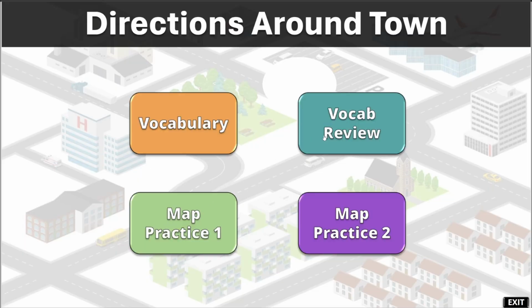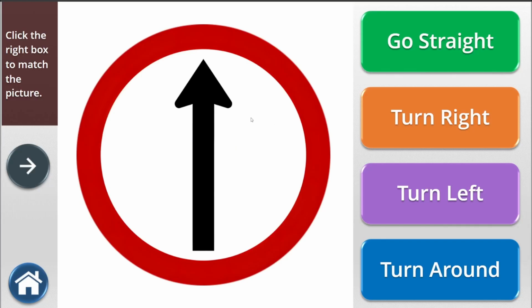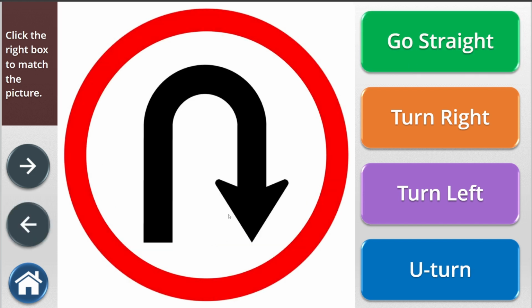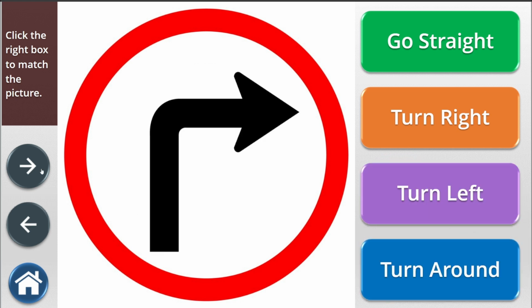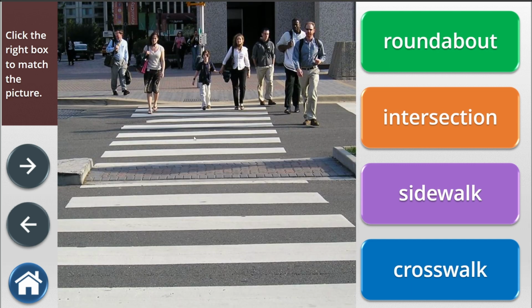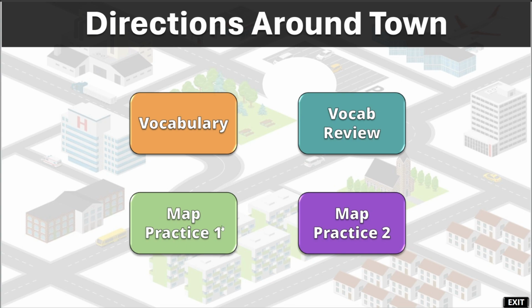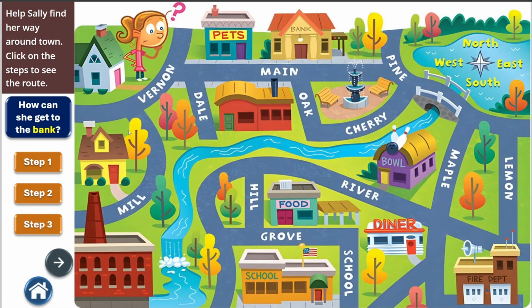Okay, so there's lots of review. We can come here and see which of the 4 options this symbol would be. And I think that would probably be go straight. Or this one here, is that turn left? No, I think that's a U-turn. Or maybe here, what's this place where pedestrians walk? That's called a crosswalk.